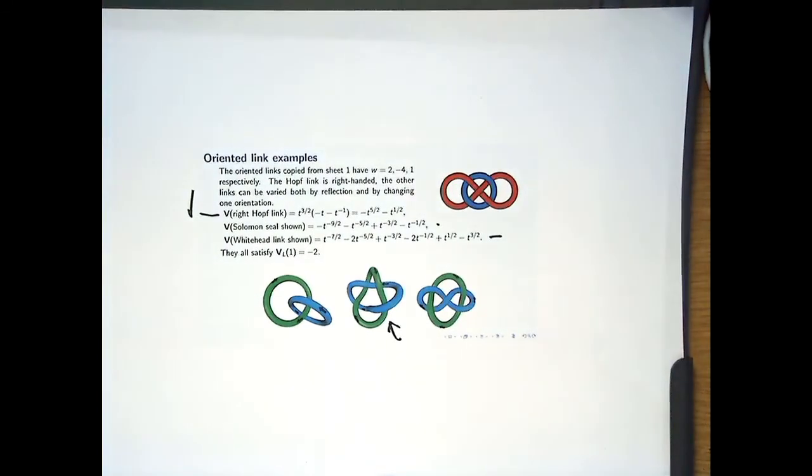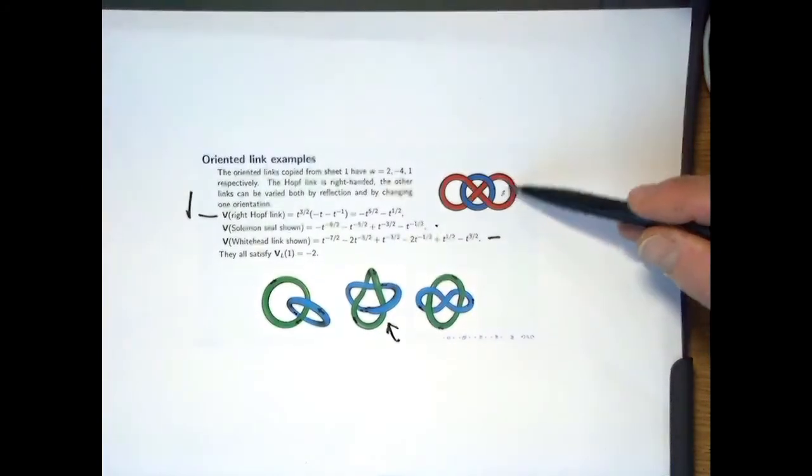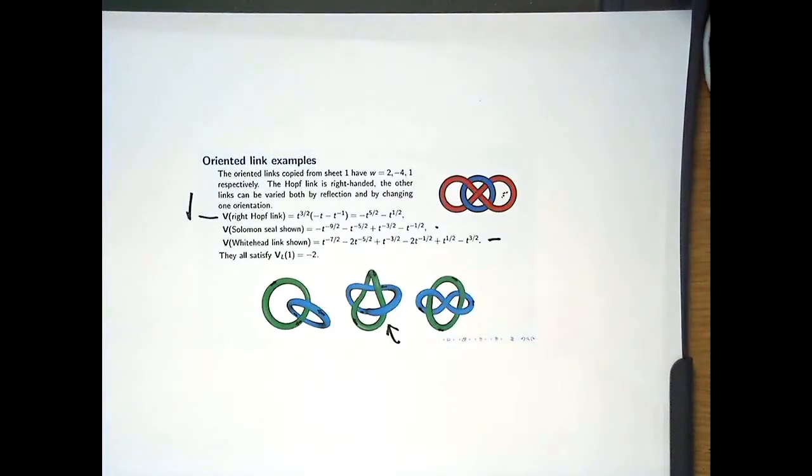But, this is just a picture of the same Whitehead link. So you see, for the links you get these fractional powers, but you never get worse than t to the half.